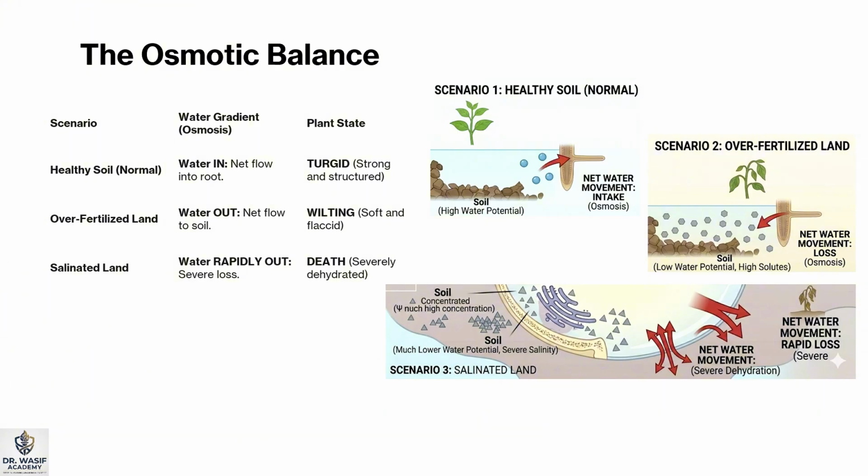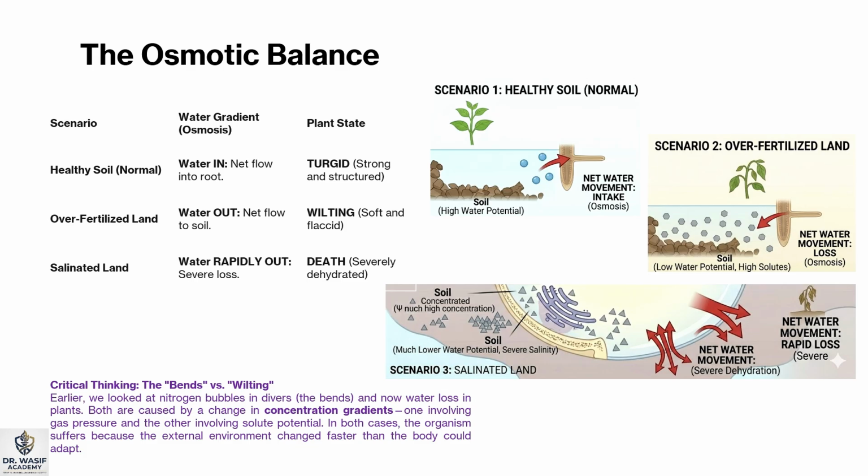So if you can remember these three outcomes, you can master any exam question about how humans and the environment affect plant life. It is all a game of numbers. Keep the soil potential higher than the root water potential, and in that case, the plant will stay alive.